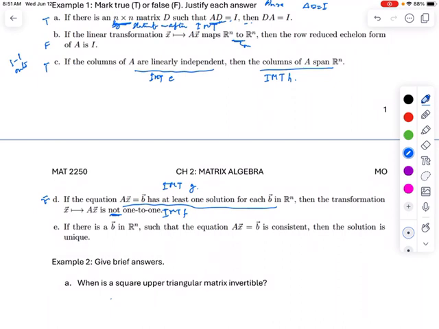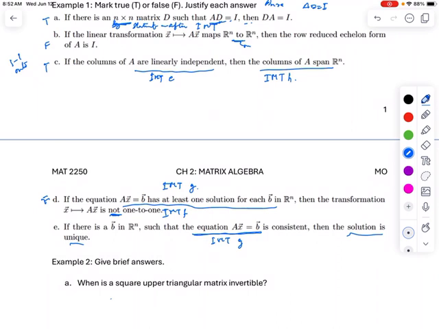Part E, if there is a vector b in Rn such that the equation Ax is equal to b is consistent. So this is the same thing as having at least one solution for each b. So this is the same as IMT G. Then the solution is unique. Okay, solution is unique. So what does that mean? That for every b in Rn we have one x from Rn which maps to the b. And this is true.